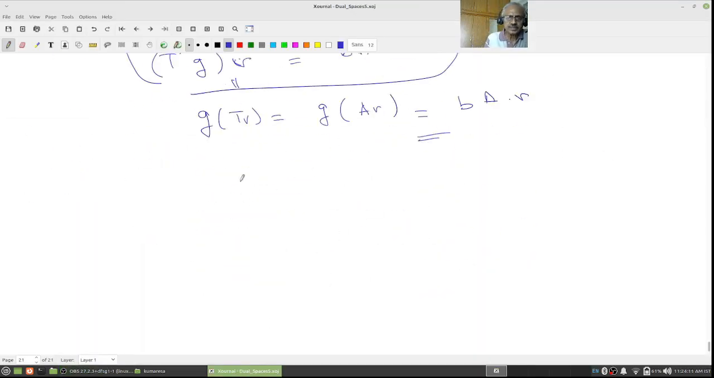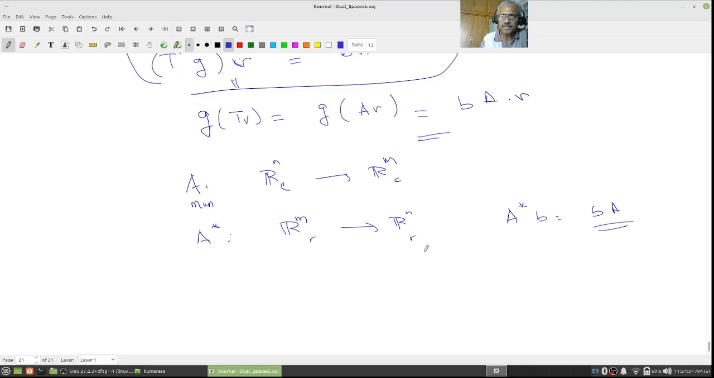So if A is, think of this as, an m cross n matrix, therefore it's Rn to Rm, then A star is from (Rm)* to (Rn)*, whatever it may mean. If you want it in terms of column and row, then A star of any B is BA. Right, this is in a nutshell.